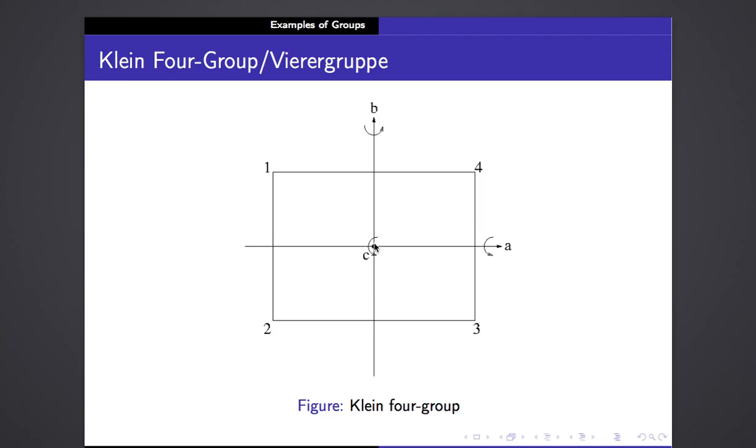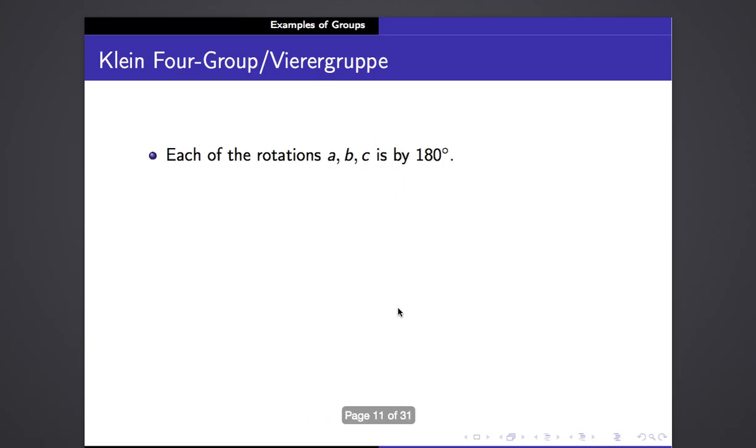By also 180 degrees, okay, 180 degrees. So that's C. So each of the rotations, A, B, and C, like I just mentioned, that's 180.